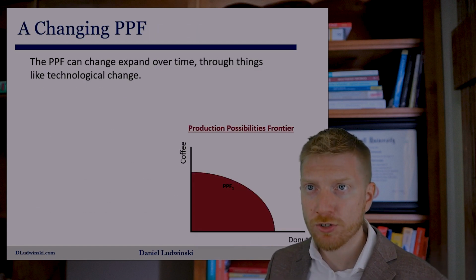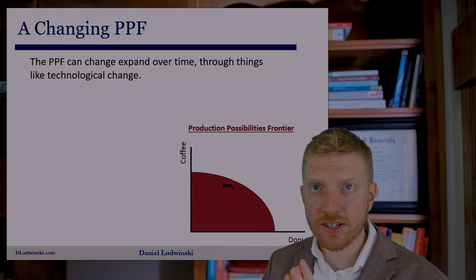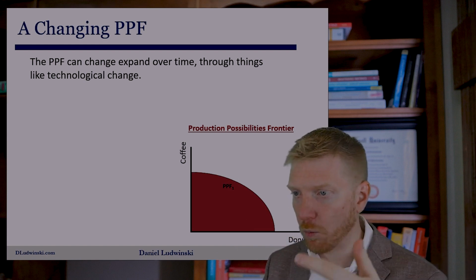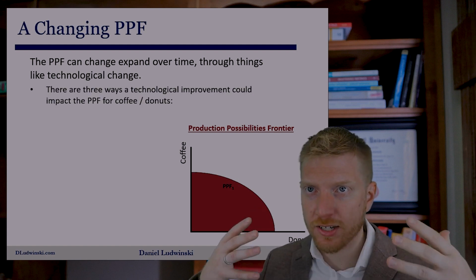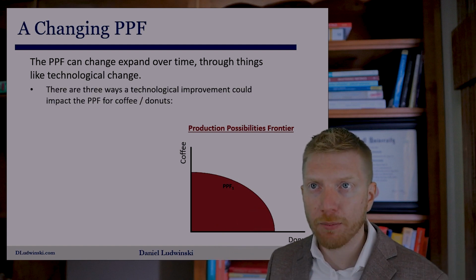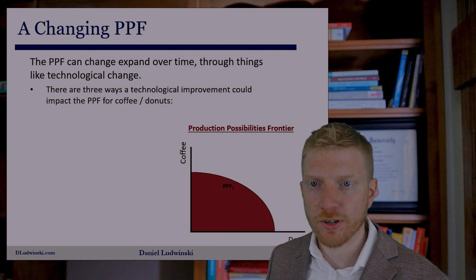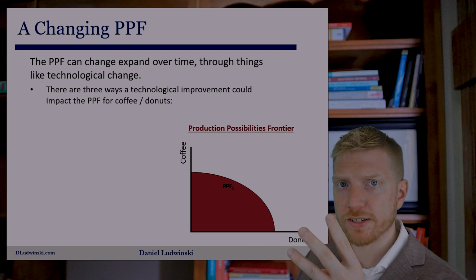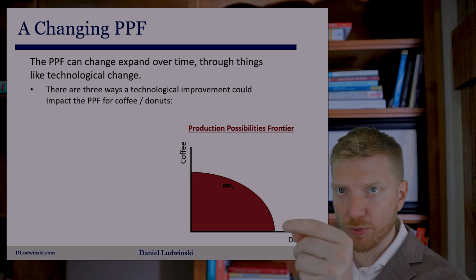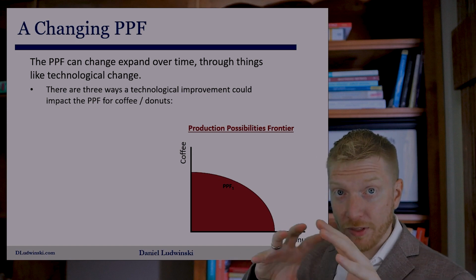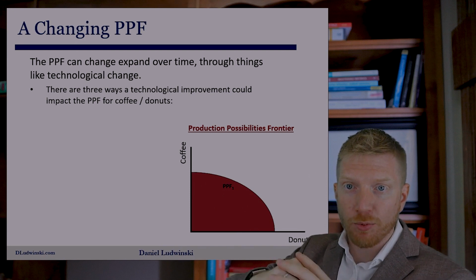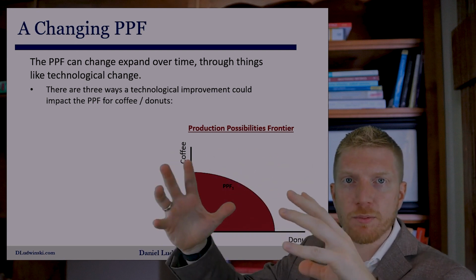Right? So as the PPF changes, there are three ways that one change, let's say a technological improvement, can impact our production possibilities frontier. Let's look at this example using coffee and donuts again. Now, the improvement is always going to be shifting out. With a technological improvement, it means we can make more with the same resources.